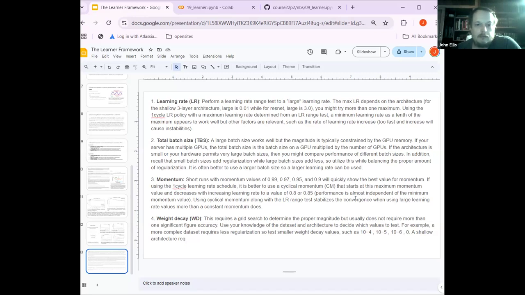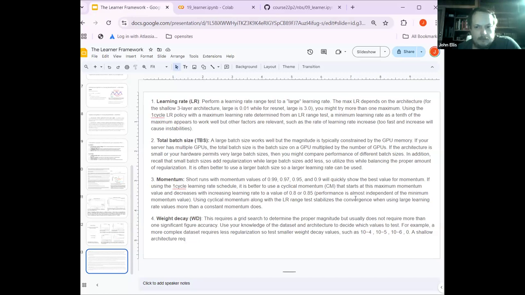Looking at momentum, looking across those short runs rather than looking at the entire process, it's that cyclical momentum starts at the maximum and then decreases to the bottom, and this will help stabilize some of that convergence when looking at the larger rate values. So if you're starting to see you're diverging with too large of a learning rate, you may be able to adjust this momentum. Again, it depends. So you do have the option here of a constant momentum or a momentum that does fluctuate.